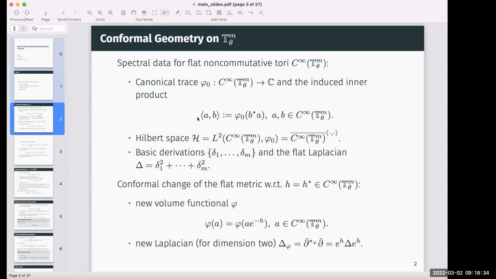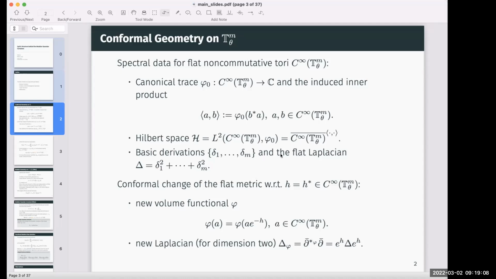It gives rise to the standard GNS construction. We have an inner product, and the Hilbert space is simply the L2 completion with respect to such an inner product. For differentiations, we have δ_j, j from 1 to m, where m is the dimension. The basic derivations simply play the role of i times the partial derivatives.